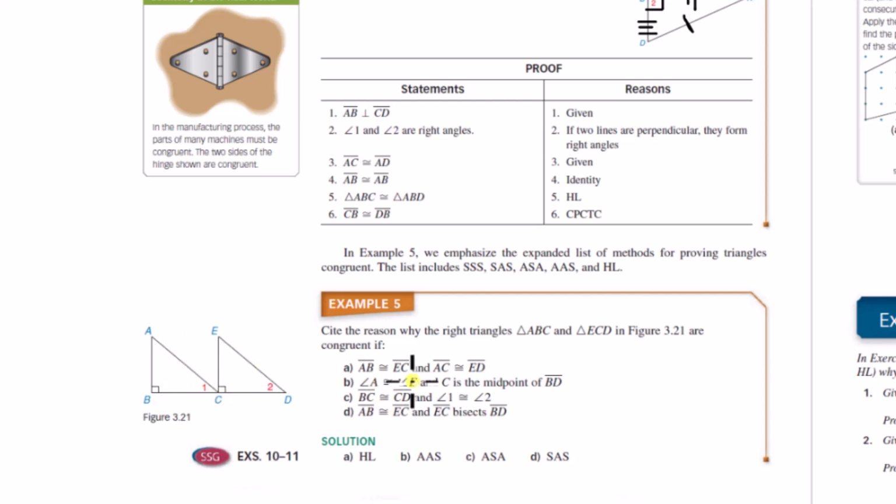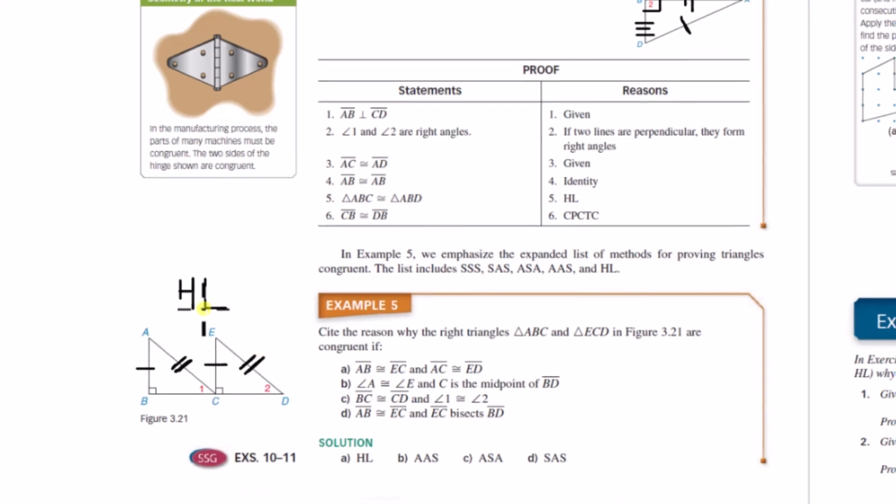So for this first part, we had AB is congruent to EC and AC is congruent to ED. Well, that side angle, that's not a congruence criteria. So we're going to need to actually do an official proof to show that this is a congruence criteria for right triangles. We know it's going to be true because they gave us the theorem, but we haven't proven it yet.